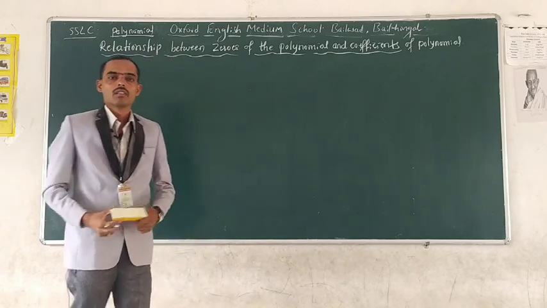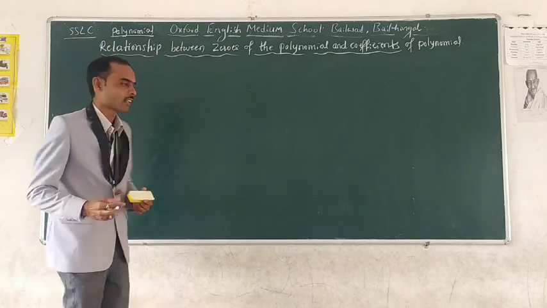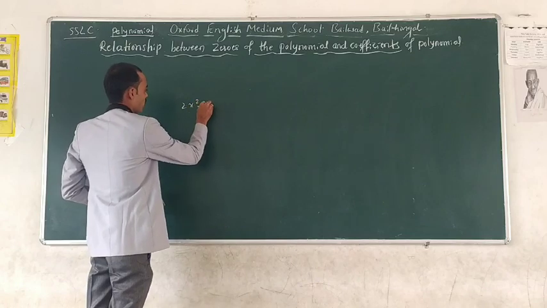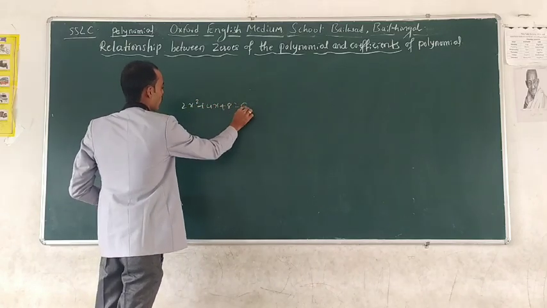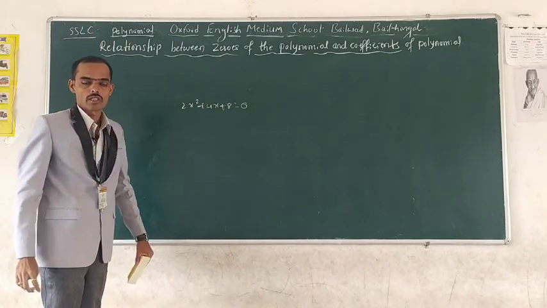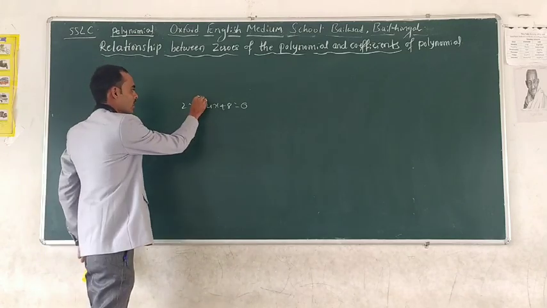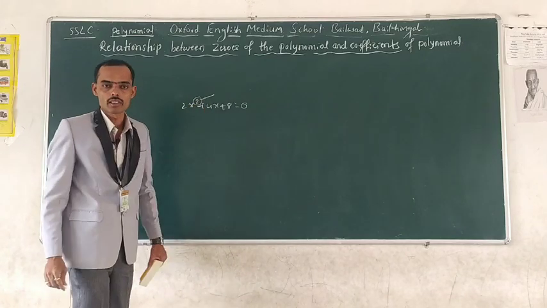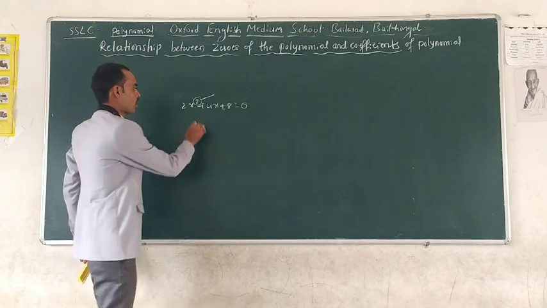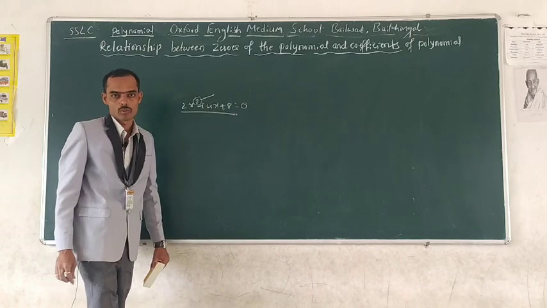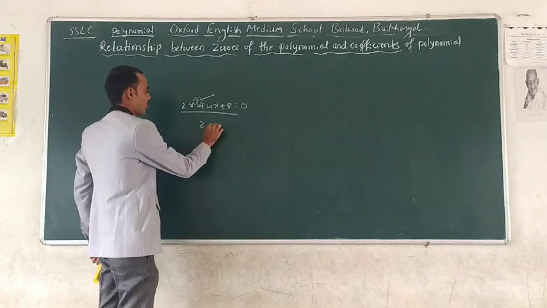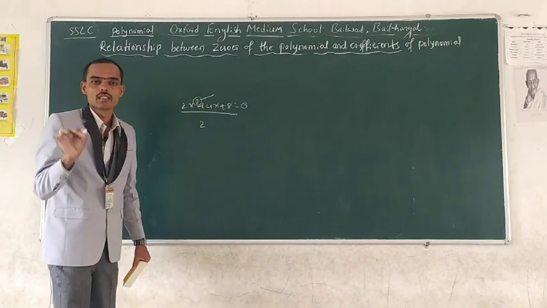For example, take the quadratic polynomial 2x square plus 4x plus 8 is equal to 0. This is a quadratic polynomial. The degree is 2 because the highest exponent is 2. So how many zeros are there for this quadratic polynomial? There are 2 zeros because the degree is 2.